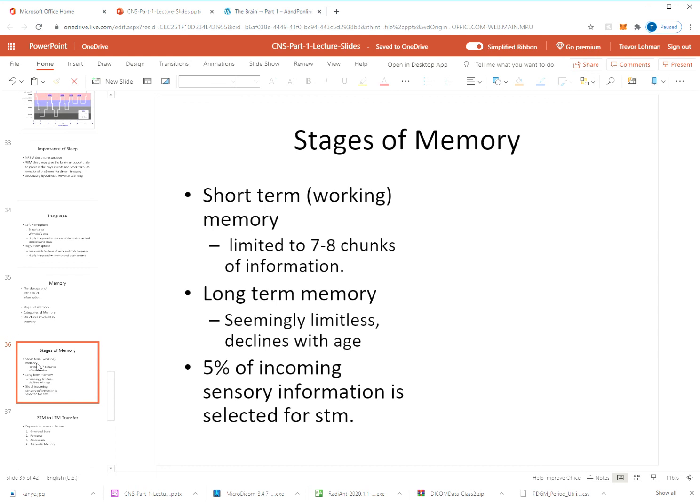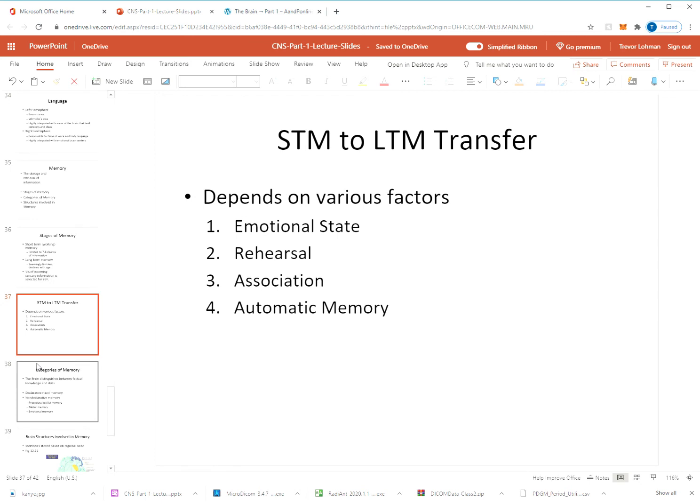5% of incoming sensory information is selected for short-term memory. So you remember about 5% of the things you see and hear, unless you're focusing on it. Then you're really going to hone in on that at the exclusion of other things around you. If you're just trying really hard to listen to my voice, you're not converting other sensory information to short-term memory, because you're focusing. So what determines what is transferred from short-term to long-term memory?